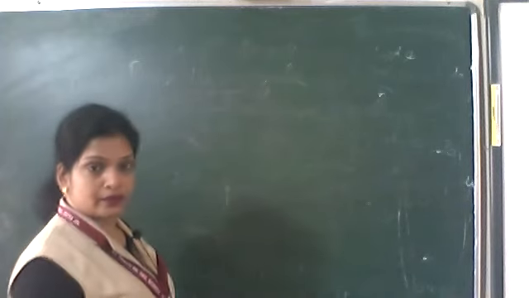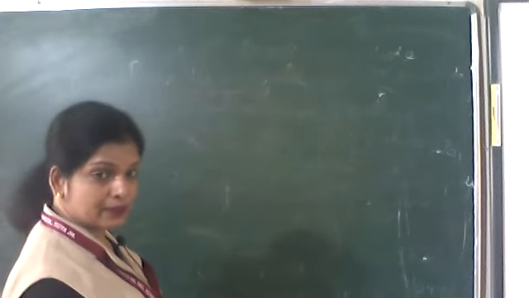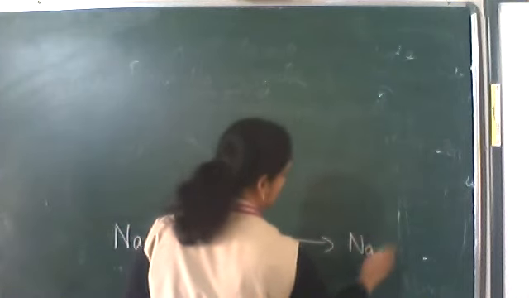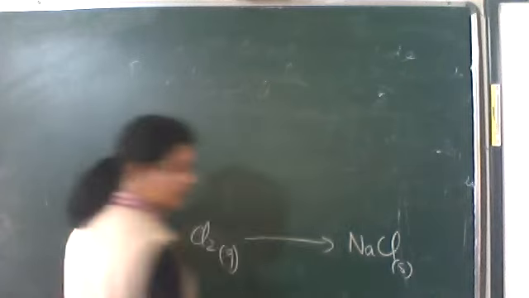So I am going to find out the lattice enthalpy by Born-Haber cycle. For that, ultimately, we have to find out the lattice enthalpy of sodium chloride. What we can buy from the market is Na solid and Cl2 gas. And here 1 mole of NaCl is to be formed in the solid state. This is the ultimate reaction.